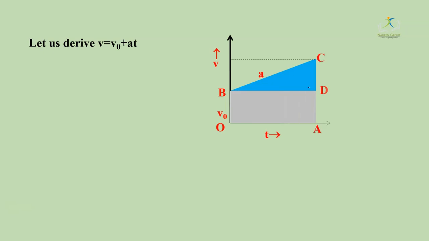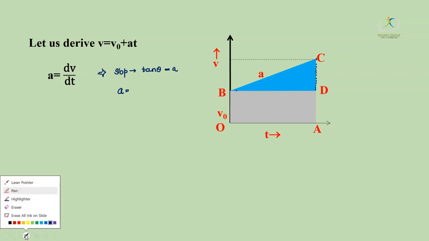Let us derive the first equation. We have the same graph. Earlier we heard about the slope, and the slope of the v-t graph is described by tan theta, which is acceleration. So acceleration is perpendicular divided by base. Perpendicular is nothing but the change in the velocity, and the base is the time taken in this duration. The change is very small, that's why we are taking dv.